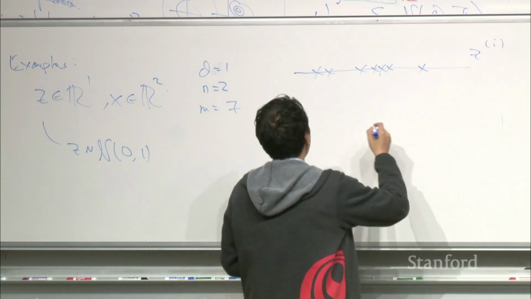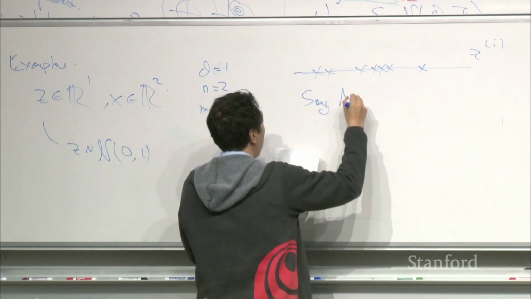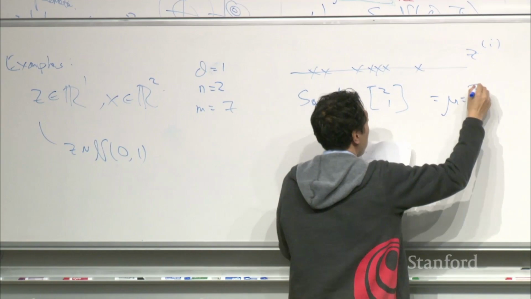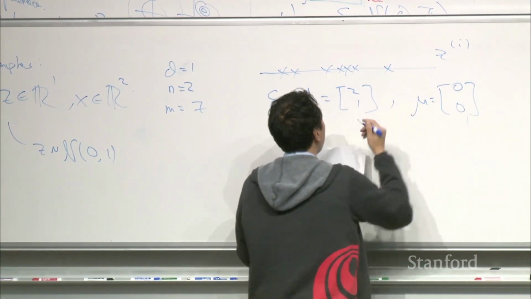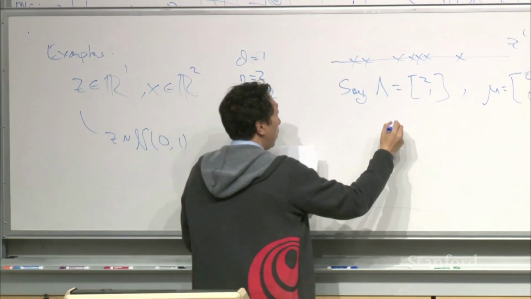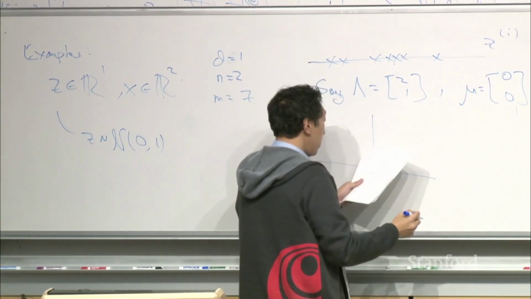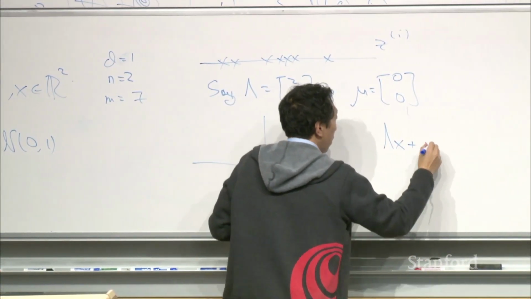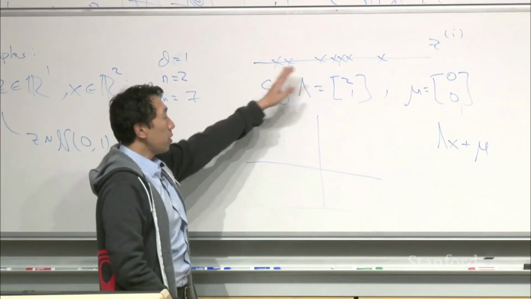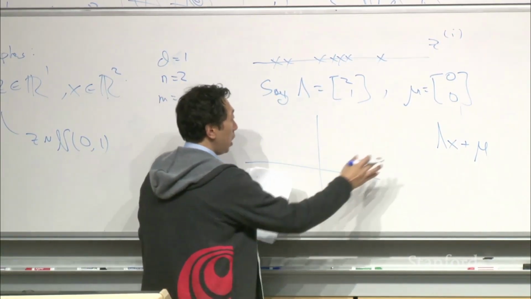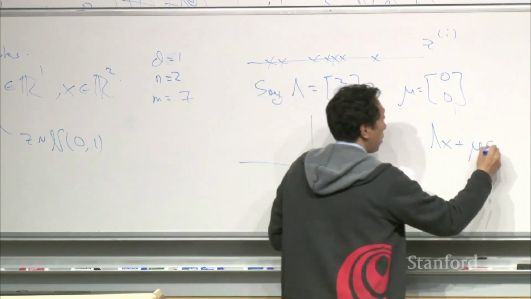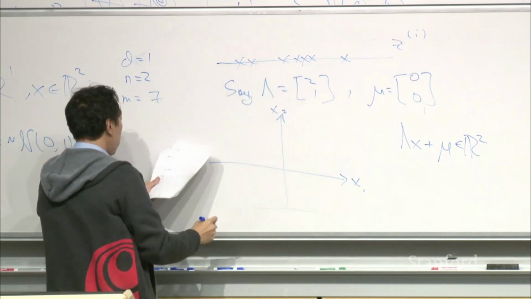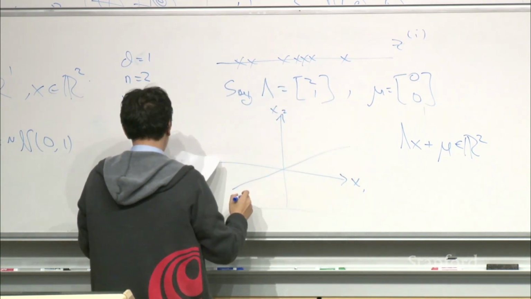Now let's say lambda is (2, 1), and let's say mu is (0, 0). Now let's compute lambda z plus mu. Given a typical sample like that, if you compute lambda z plus mu, this will now be in R2. Here's x1, here's x2. We're going to take those examples and map them to a line as follows.